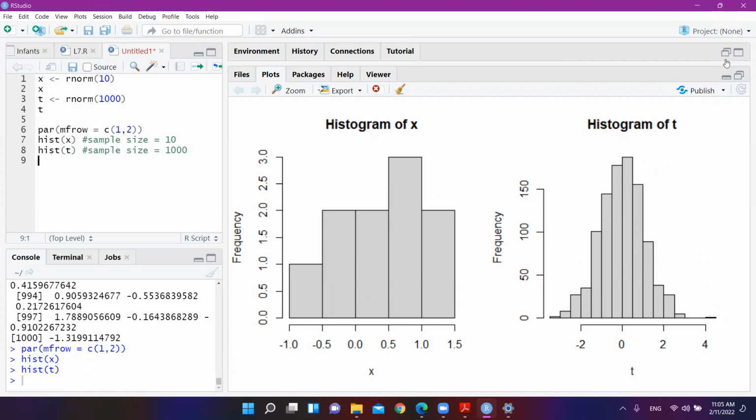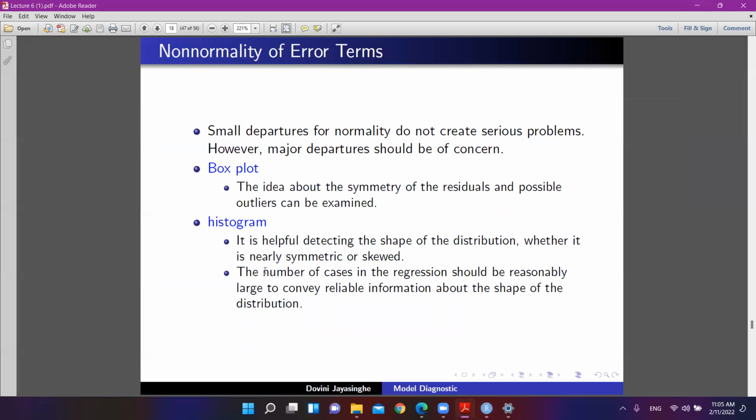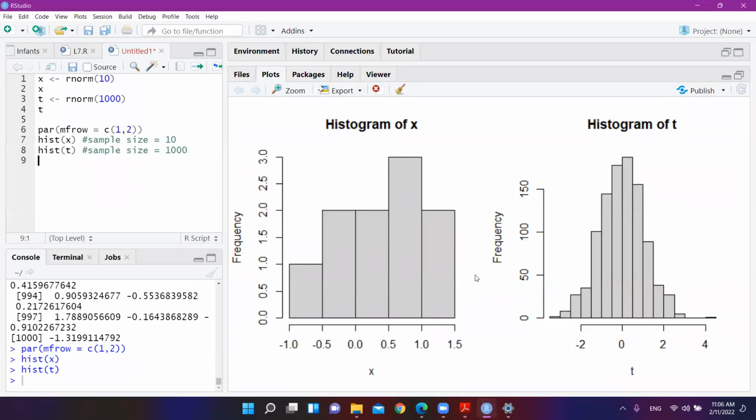shape, right? That is the meaning of this: the number of cases in regression should be reasonably large to convey reliable information about the shape of the distribution. It should be noticeably large. Otherwise, by looking at the histogram, you can never get an idea about the shape of the distribution. We expect a symmetric distribution here, but we don't see such a thing, right? It's not clearly visible.